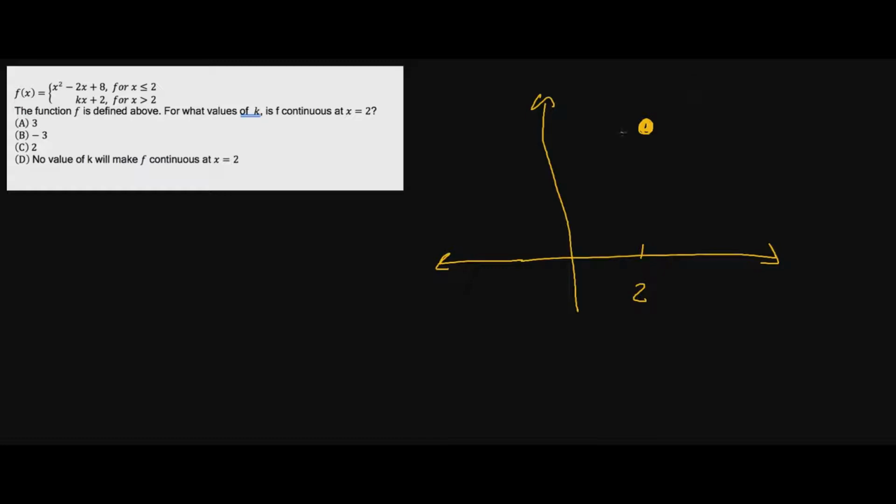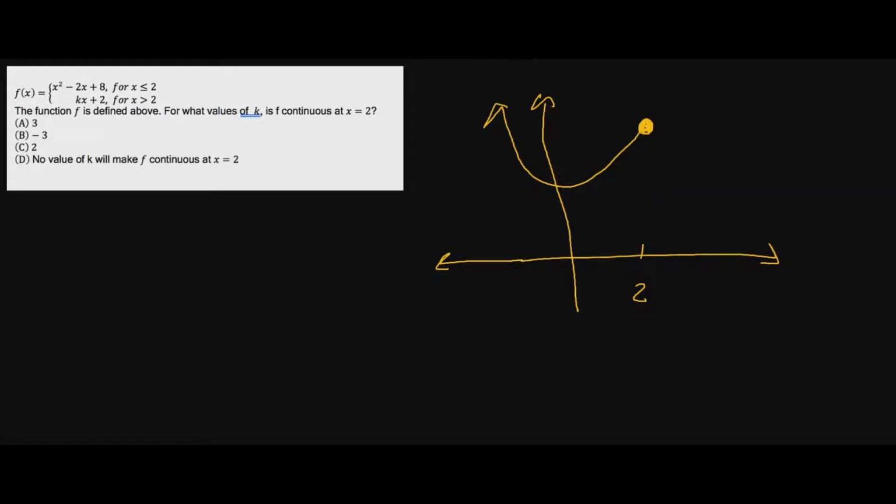I don't know exactly how it's going to look, but it's supposed to look something like this. But we have to be equal to 2 or less than 2. This is probably not exact, but I'm just trying to show you how I think of these. Over here we have k times x plus 2 when x is greater than 2. So when x is greater than 2, we need an open circle.